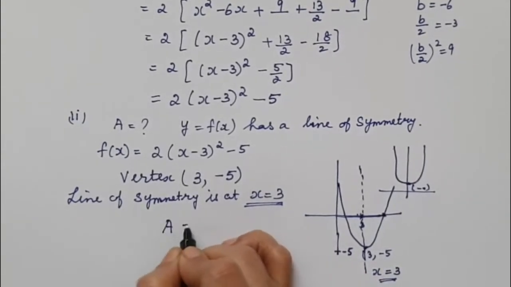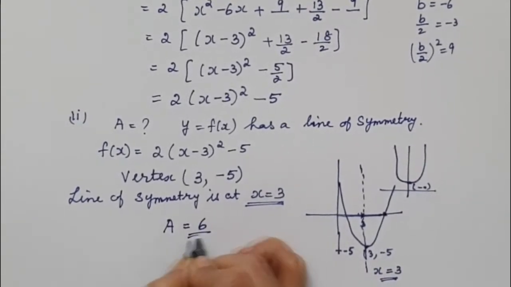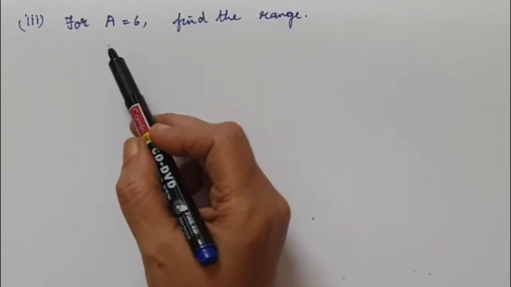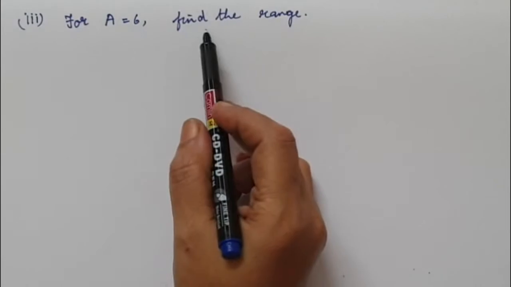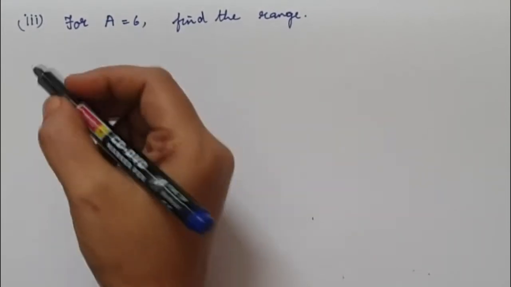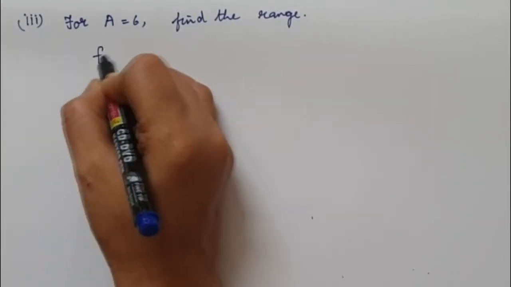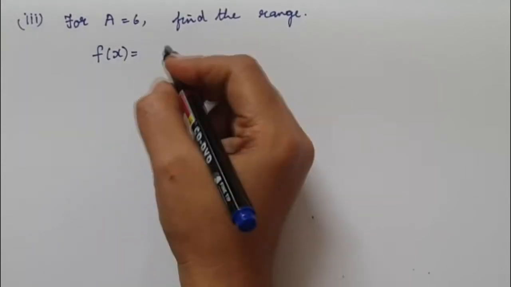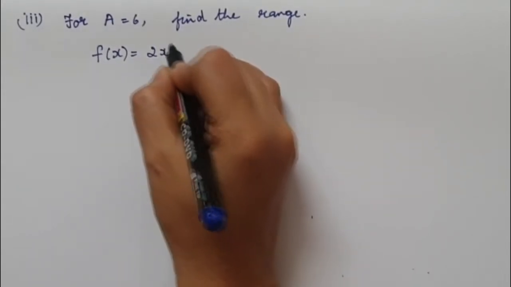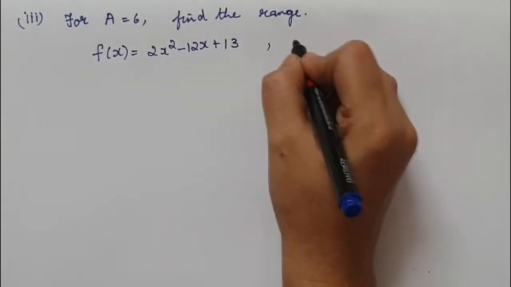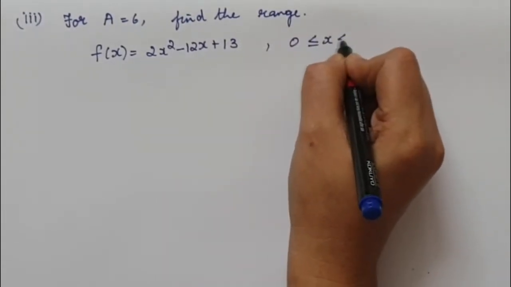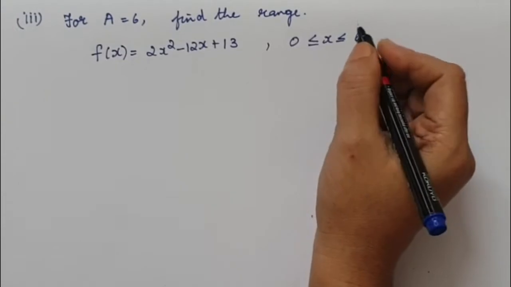So that is why the value for a will be equal to 6. Now, this value we got in our previous part for a is 6, we have to find the range for this. So now our equation, that is f of x, has become 2x squared minus 12x plus 13, and our domain has become 0 less than or equal to x less than or equal to 6.